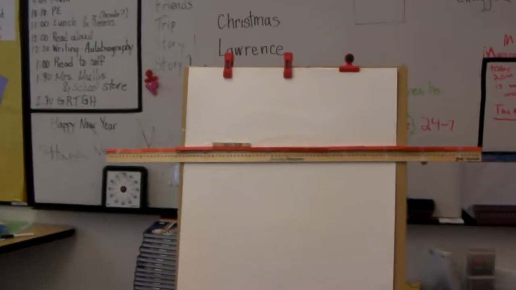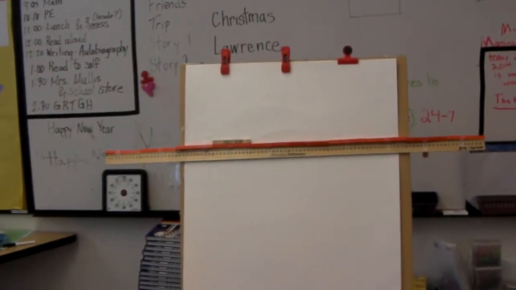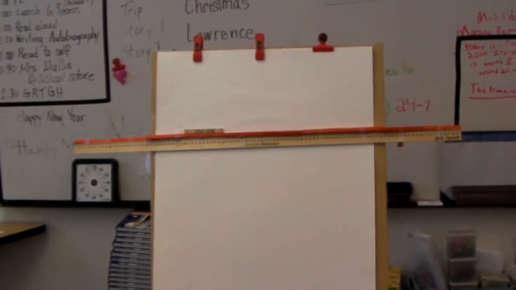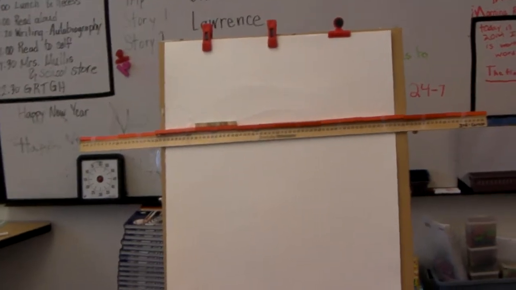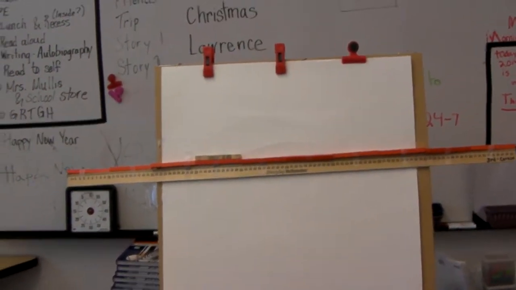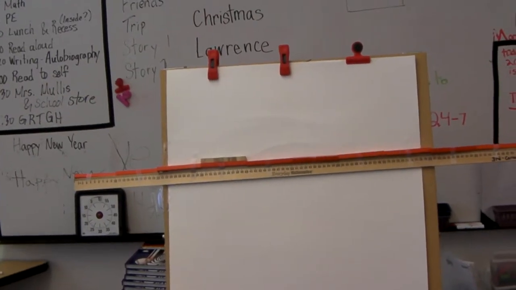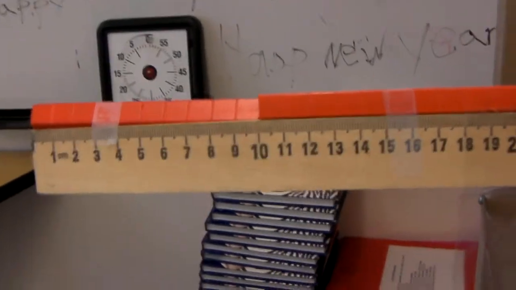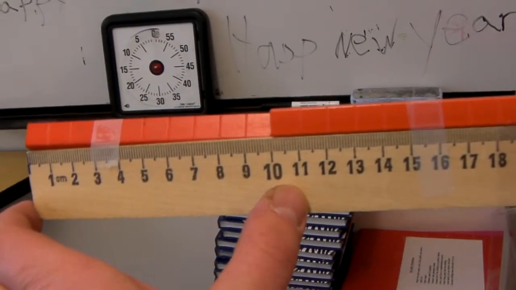So today we're talking about lesson 5-9, tenths and hundredths of a meter in grade 3 Everyday Math. The one vocabulary word that you need to know for this lesson is decimeter. And a decimeter means 10 centimeters. So if we look at a decimeter, it's going to be 10 centimeters long.